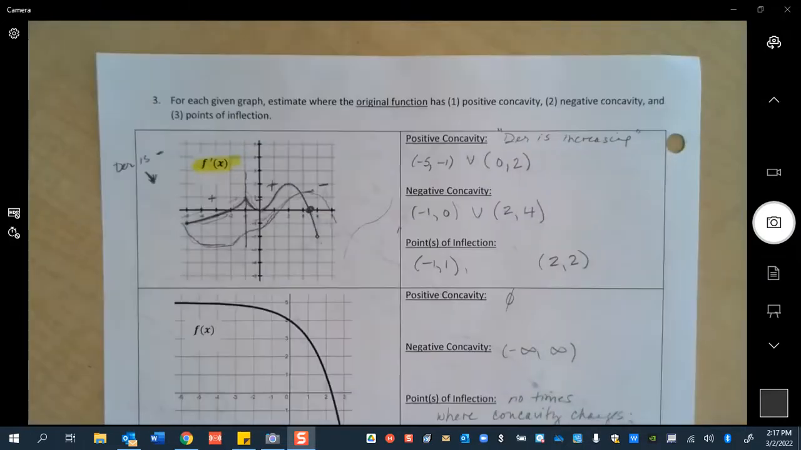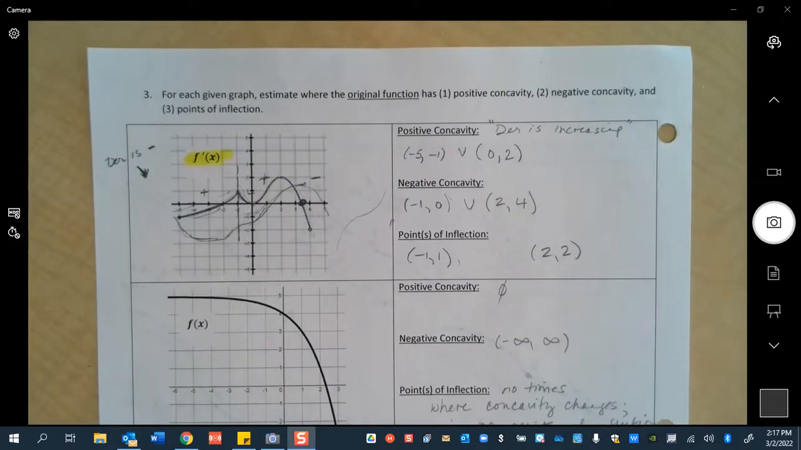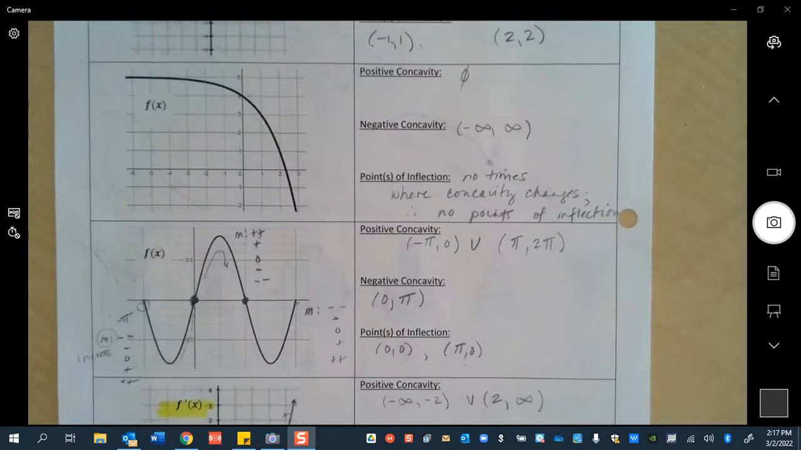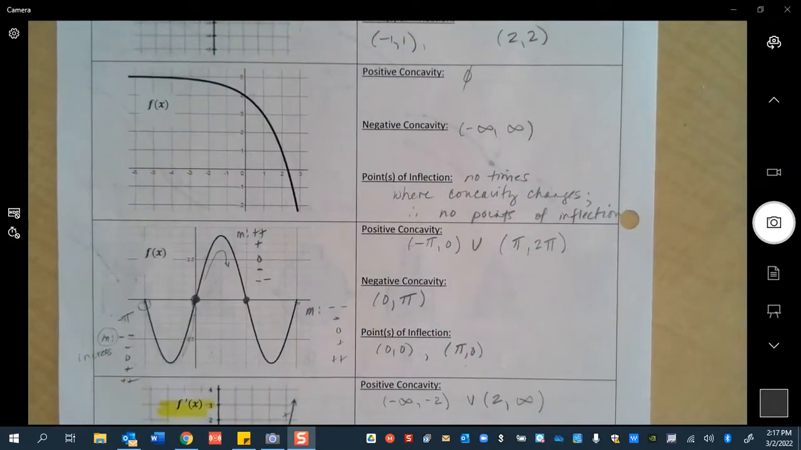Okay, on the back, let's talk about the middle two graphs first. The middle two graphs are graphs of our original functions. There's never a time that it's positive concavity. And we can talk about the concavity of these original functions, and that's where I can say it's down like a frown. It's never up like a cup. So the whole time it's negative. And there's no times when my concavity changes. I don't have any points of inflection on that graph.